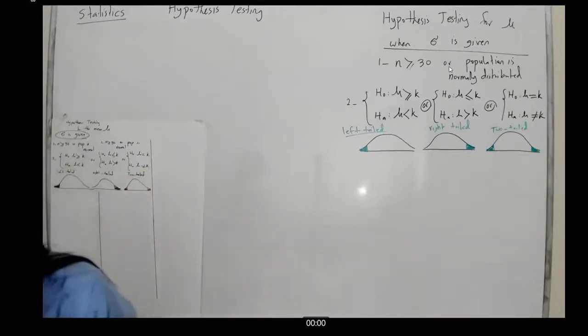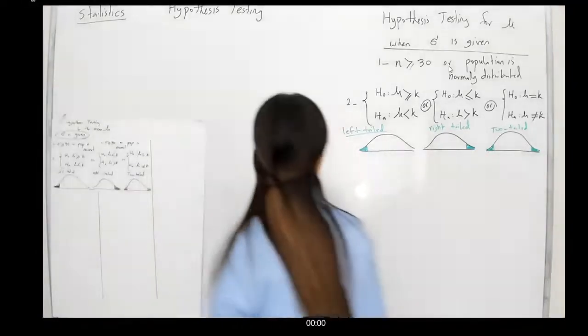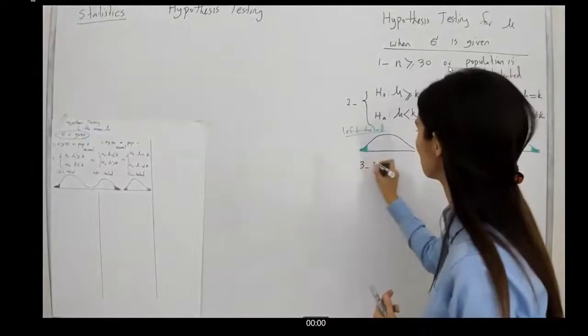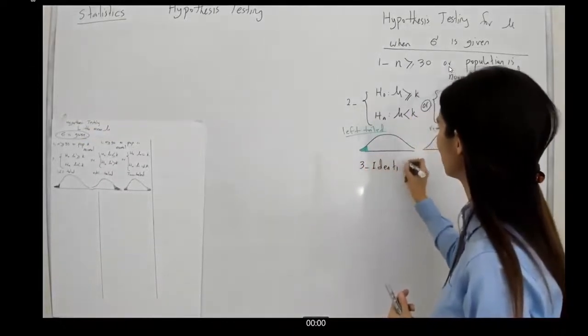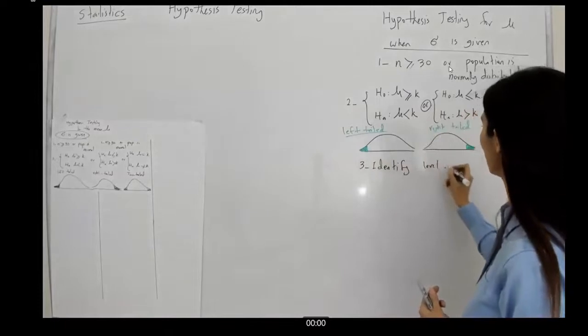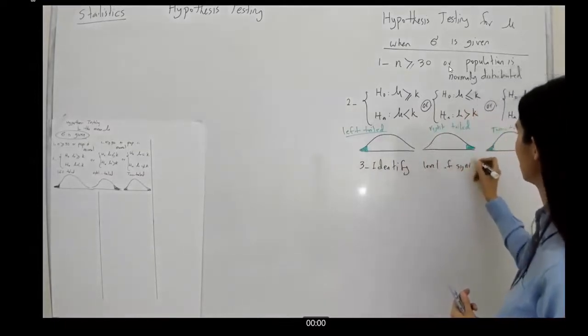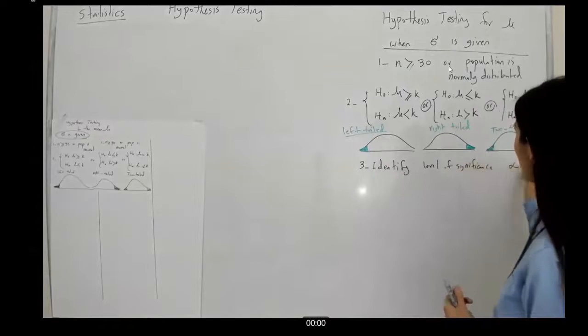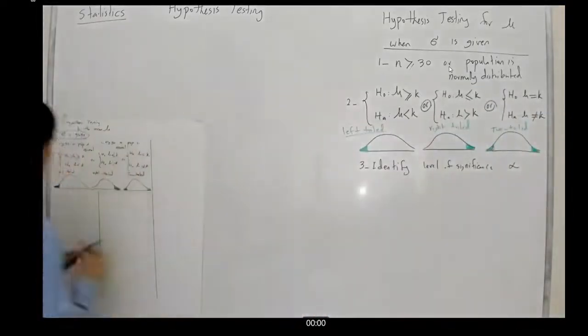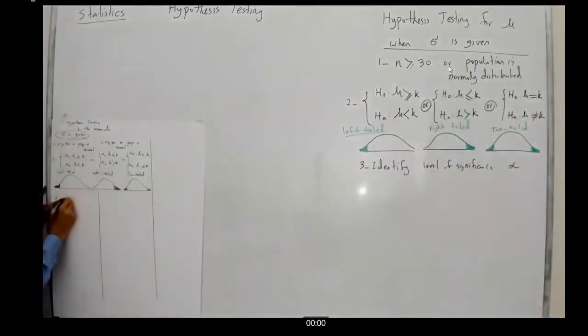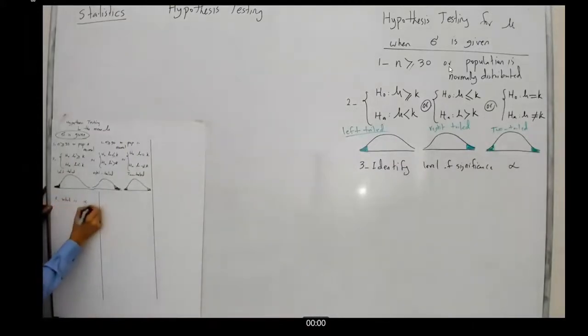What's the next step? Identify level of significance, or alpha. Step 3. What is alpha?